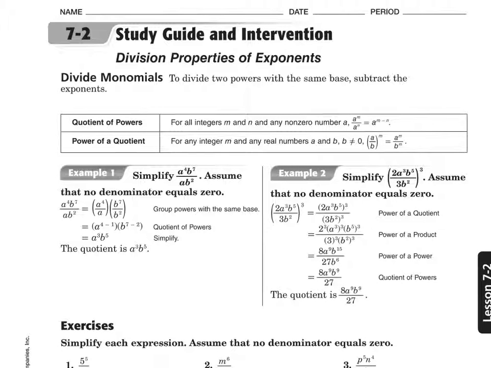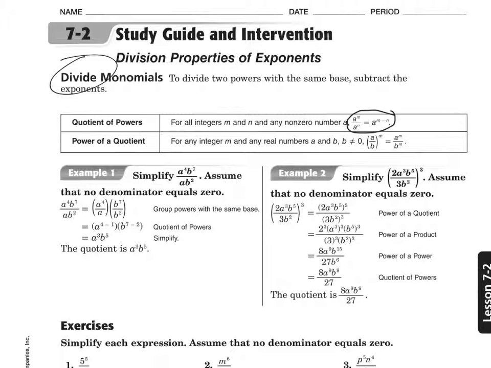Hey guys, so in section 2, we're going to take what we learned about the laws of exponents with multiplication and apply them, tweak them, and change them around a little bit to allow us to divide instead of multiply. This first one is the quotient of powers. When you're dividing two things with the same base, instead of adding the exponents, you're going to subtract the exponents. Hopefully that makes some sense.